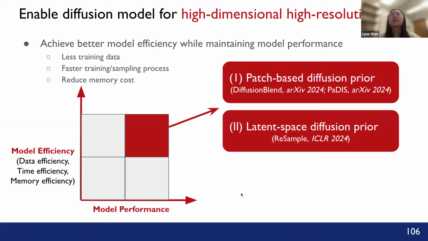Finally, as a summary, I want to emphasize that diffusion can work as a pretty powerful prior to solve different inverse problems, but it faces the challenge of a trade-off between model efficiency and model performance. In recent works, I introduced two key ideas that we proposed to enable diffusion for high dimensional and high resolution data: the patch-based diffusion prior and the latent diffusion prior.